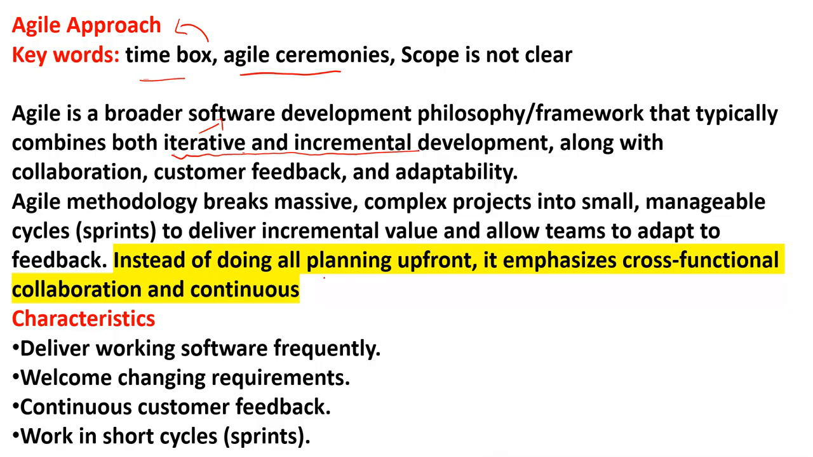Instead of doing all planning upfront, Agile emphasizes cross functional collaboration. In Predictive, we have all the planning upfront, but in Agile, we do not have planning upfront. It emphasizes cross functional collaboration. What is the meaning of cross functional collaboration? Suppose we are making a building, so definitely we need a team. There should be 2 or 3 members who know how to make the flooring, 2 or 3 members who know how to do the plumbing work, 2 or 3 members who know how to do the electricity work, and so on. So it is called the cross functional team.